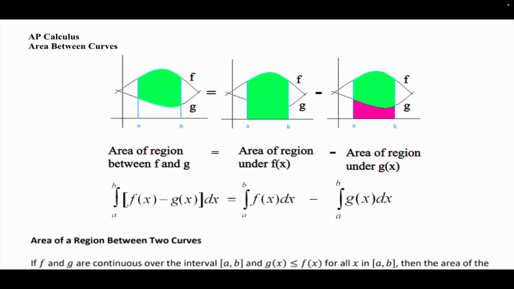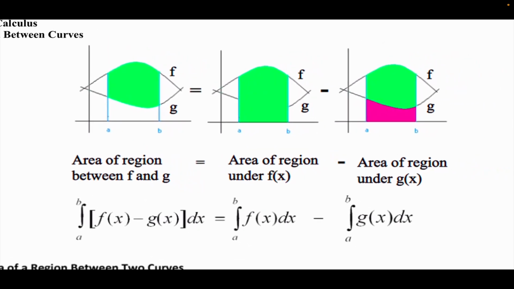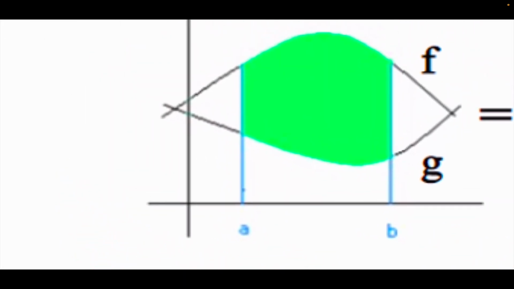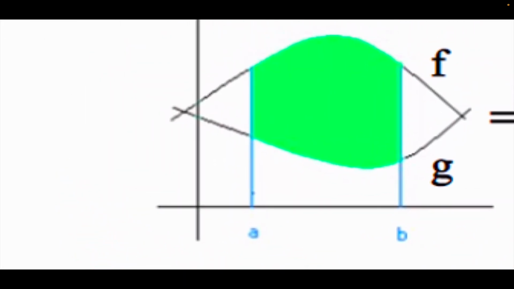So for area between curves, you could see the first one. This is what we want. Today, this is what we want. We want the green stuff. It's not green on your paper, I know, but we want to find the area of the green. So it's pretty easy how we do it. The idea is easy.